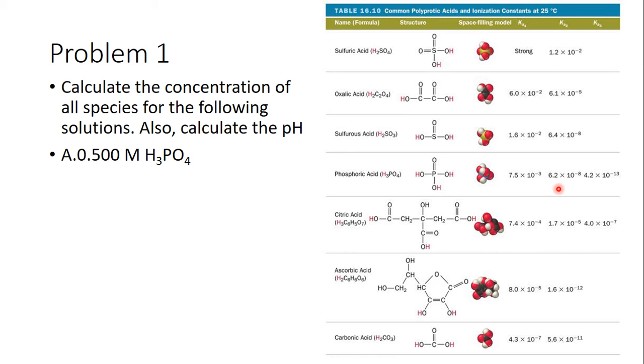However, for the most part, the Ka of the second hydrogen is so small that for most polyprotic acids, we just ignore its contribution and treat polyprotic acids like a monoacid or a binary acid. But it really depends on what you're using or what polyprotic acid you're looking at. So let's look at 0.5 molar H3PO4, and I want to know what the concentrations of H3PO4, H2PO4, HPO4, PO4, and H3O plus are, and the pH.